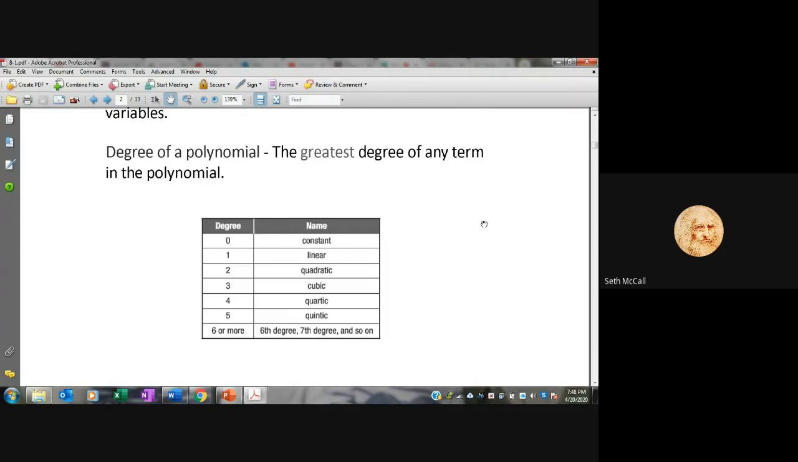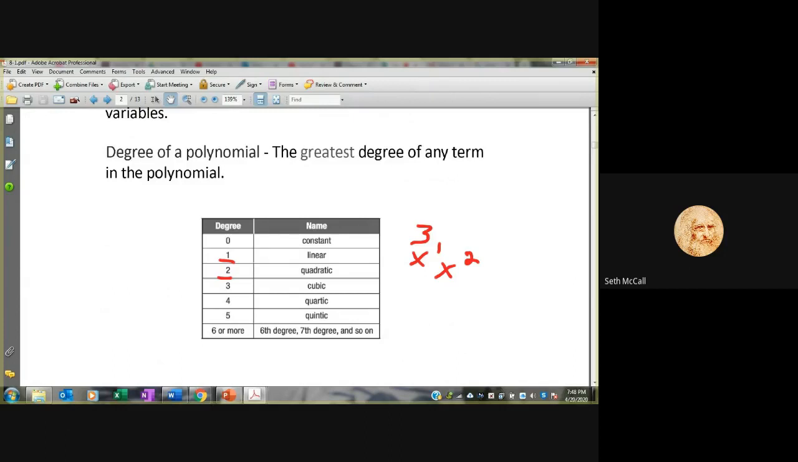Looking here, if you have a degree 0, that would be a constant. An example of a degree 0 term would be something like 3. That's just a constant. It's just a number. Now, when you have a degree 1, that is going to be something like x to the first power. That is called a linear term. The next one, degree 2, is if you had an x squared, that's called a quadratic, and so on and so forth down the list.